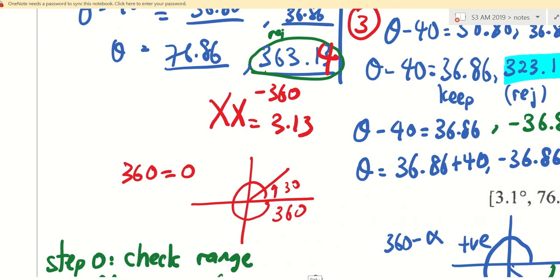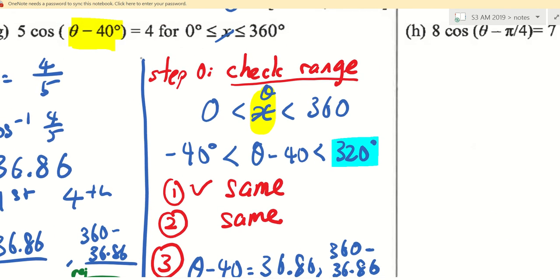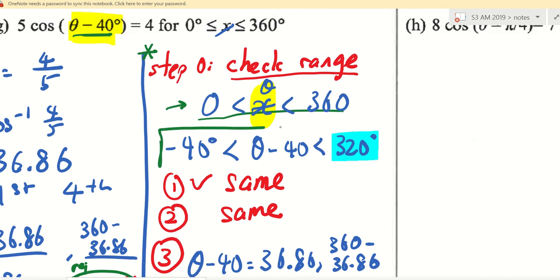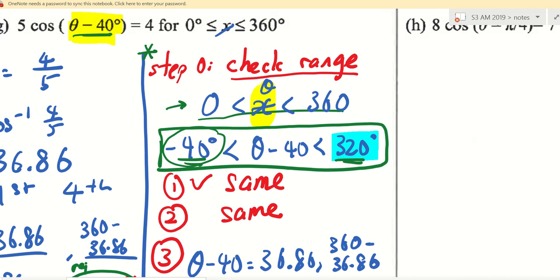So we need to check whether, if we go down, it will be in the range or not. Let's say the reference angle is 50. If I go down, this is minus 50, then I reject because it's out of this range. But if the reference angle equals 10, then I go down, minus 10, this is within this range. Then I have to work with this answer.